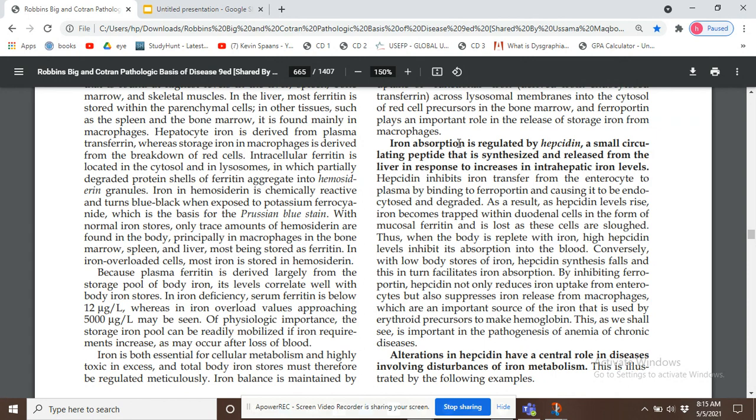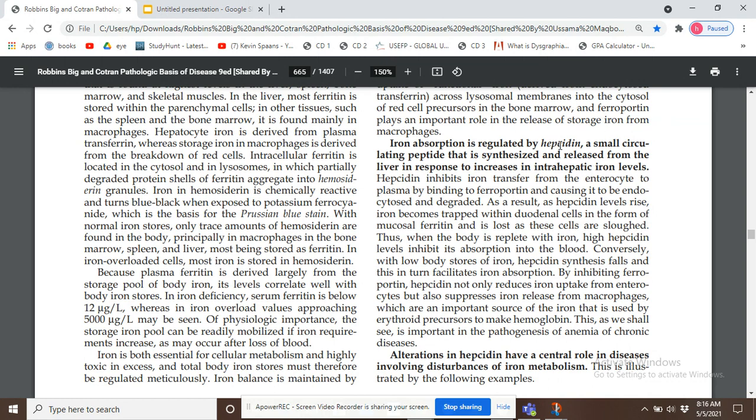Absorption of iron from the duodenum is regulated by hepcidin. What is hepcidin? A small circulating peptide that is synthesized and released from the liver in response to an increase in intrahepatic iron levels. When the level of iron in the liver is increased, this is sensed, and then hepcidin, a protein, is released from the liver.